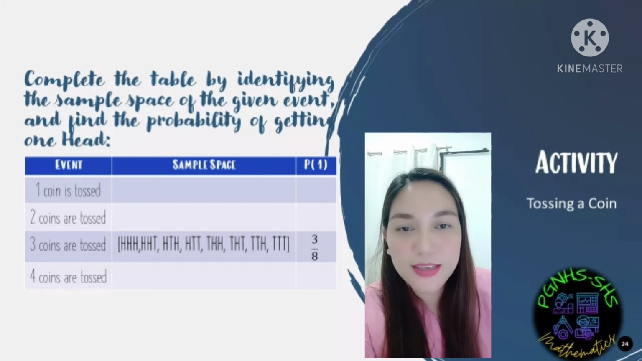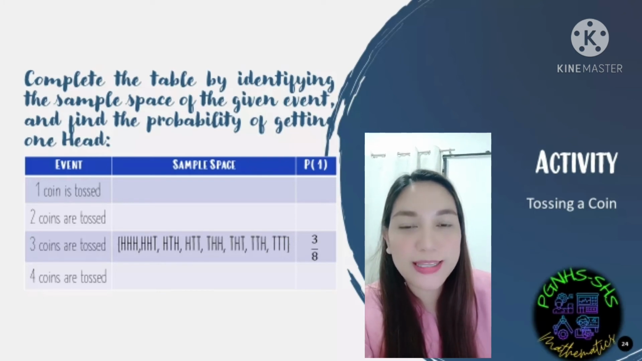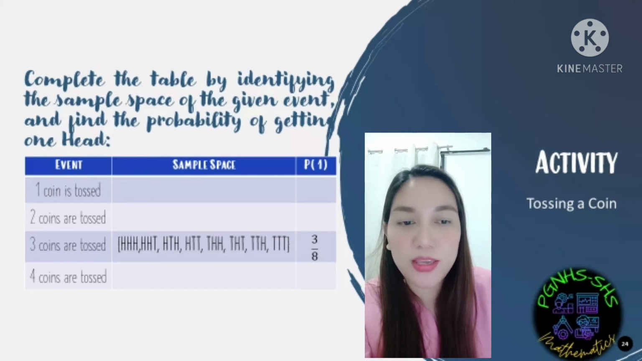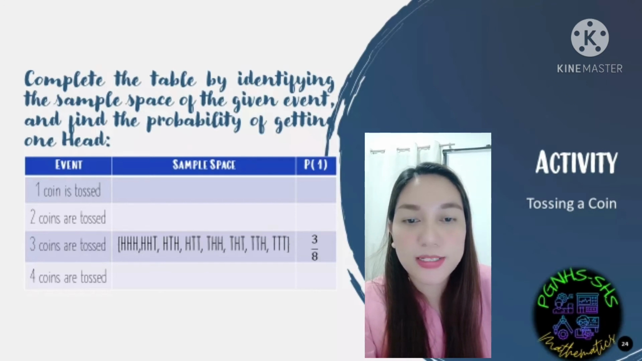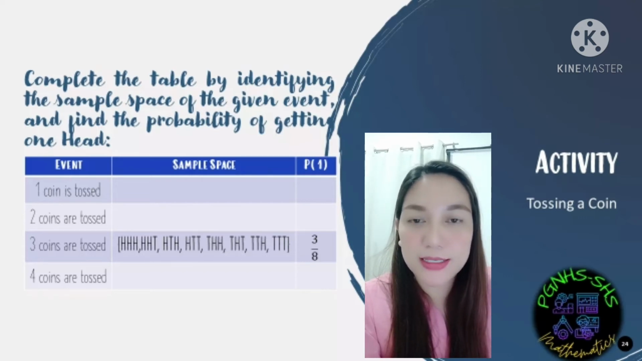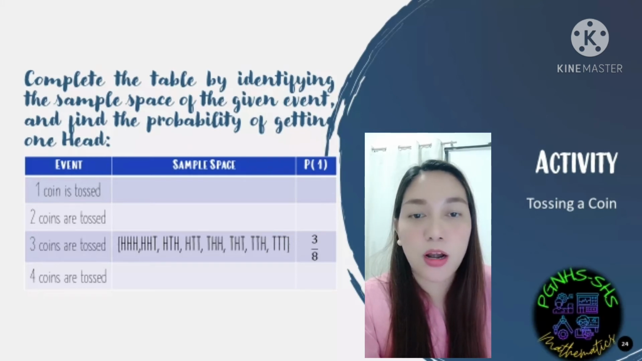In this activity, you were asked to complete the table by identifying the sample space of the given event and find the probability of getting one head. We were given here 4 events, but the third event was done for us because tossing 3 coins is the same as tossing a coin 3 times, which is our activity earlier.